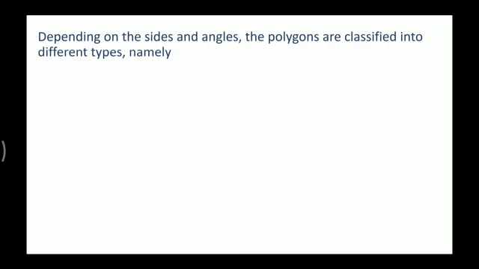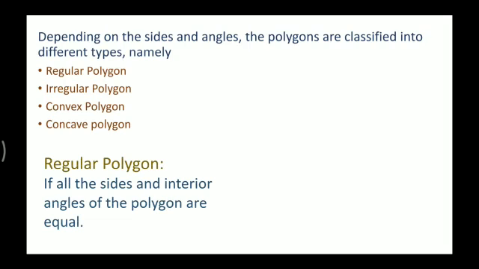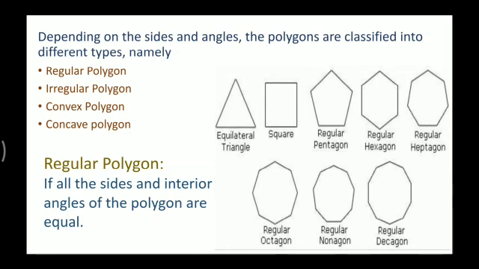Depending on the sides and angles, polygons are classified into different types, namely regular polygon, irregular polygon, convex polygon, and concave polygon. First, let's see what is a regular polygon. If all the sides and interior angles of a polygon are equal, then they are called regular polygons. For example, you have equilateral triangle, square, regular pentagon, regular hexagon, regular heptagon, and so on.